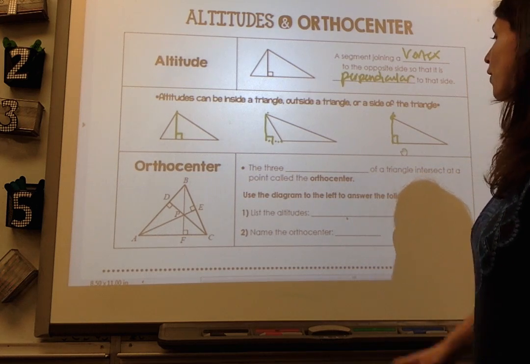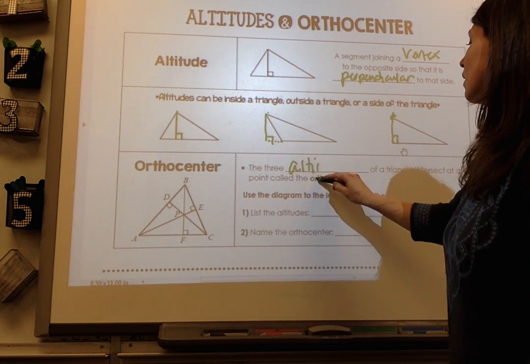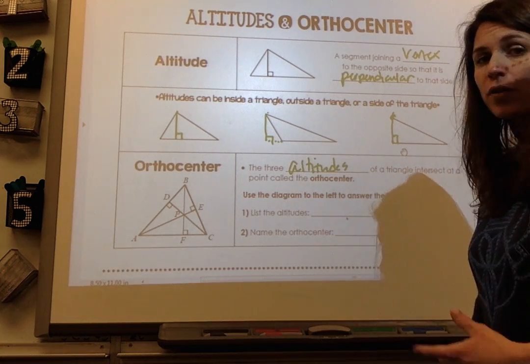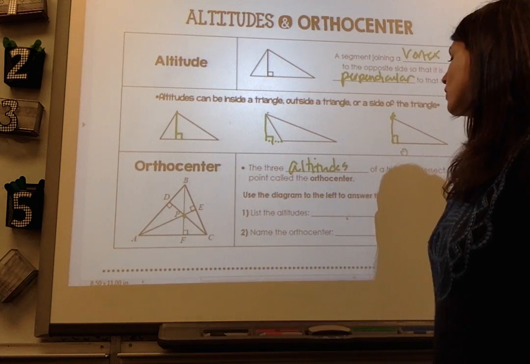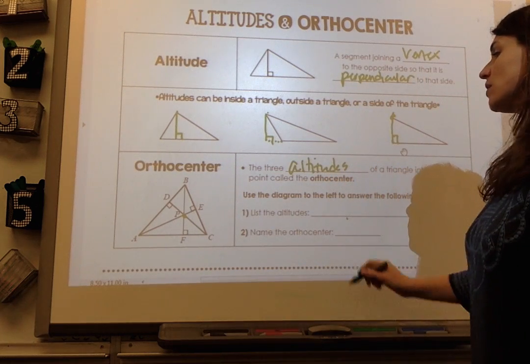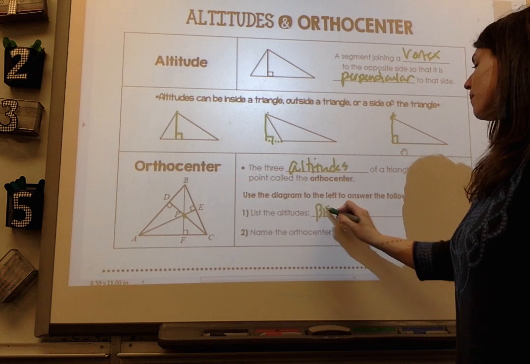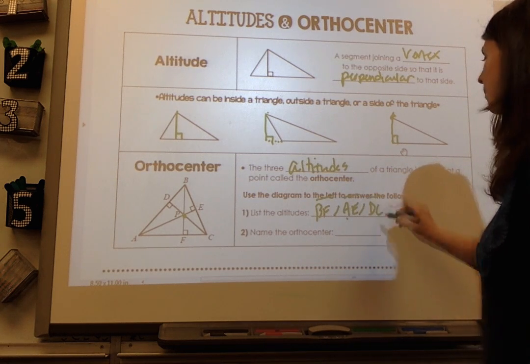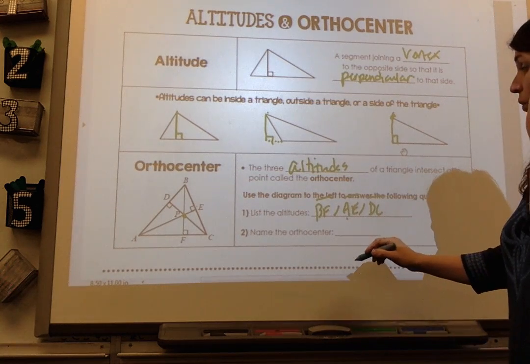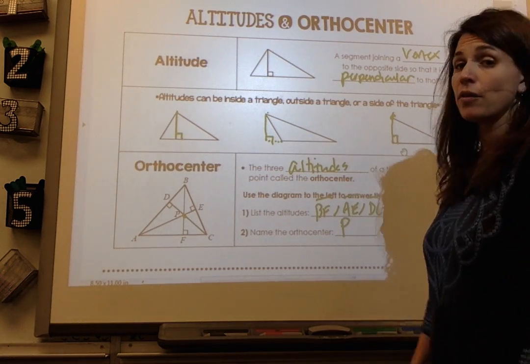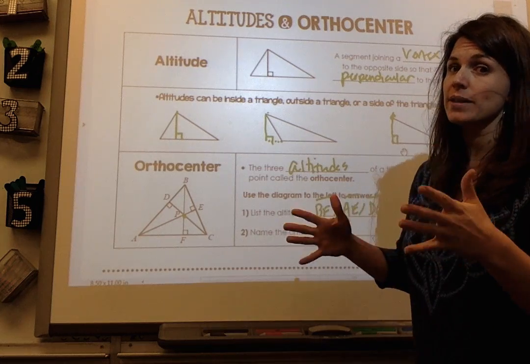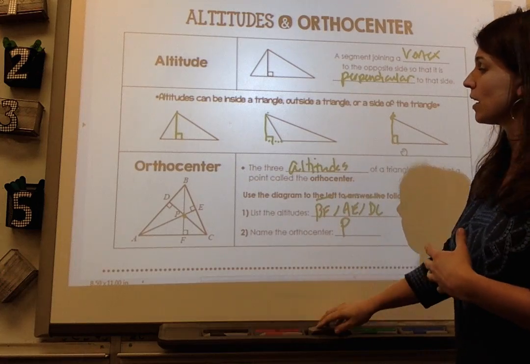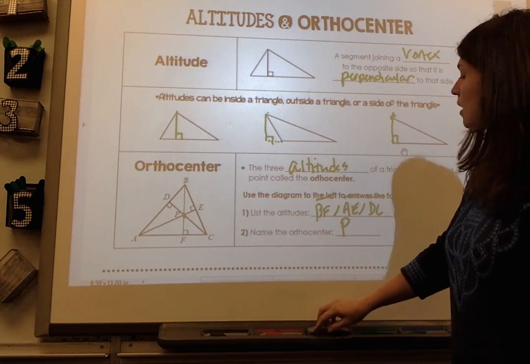So when the three altitudes of a triangle intersect at a point, that's called the orthocenter. So now P is called my orthocenter. So when I list the altitudes, they are BF, AE, and DC. And then, of course, the orthocenter is P. And there's no special property or some crazy mathematical formula we can use when we look at altitudes. That's just what's unique about altitudes. There it is. All right.